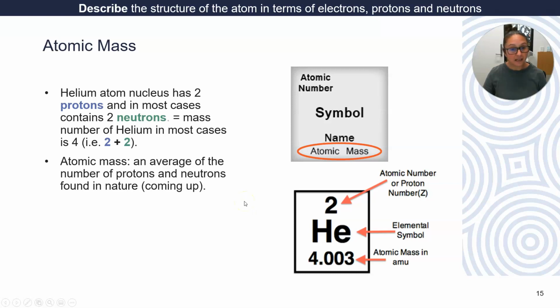Here is another example. Here we go. So helium has an atomic number of 2, which is the number of protons, and an atomic mass number of 4, which is the number of protons plus neutrons.